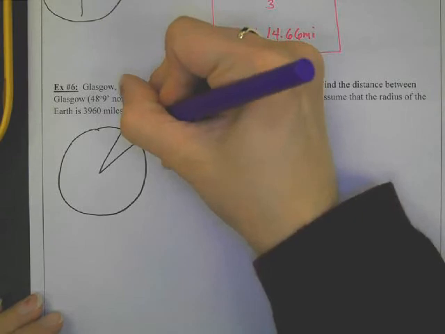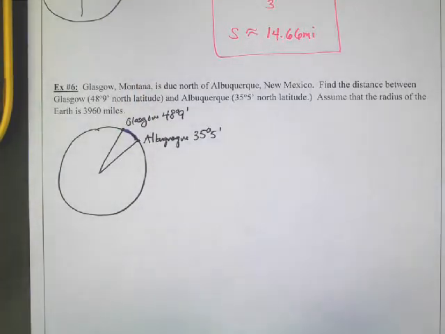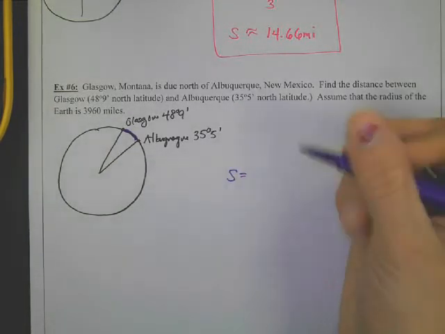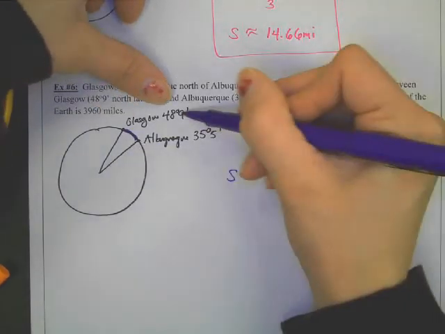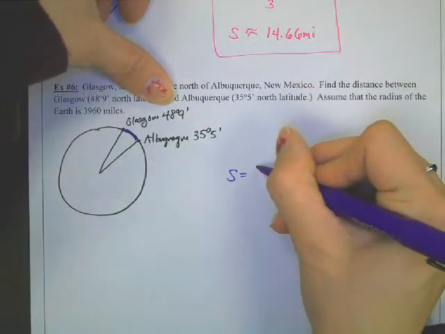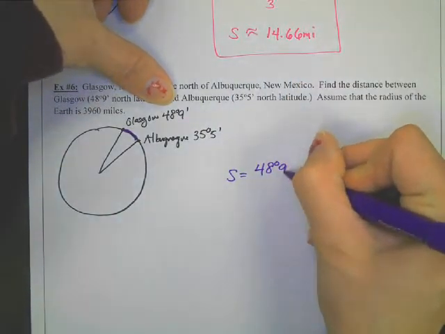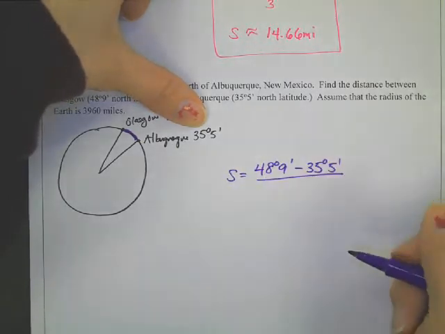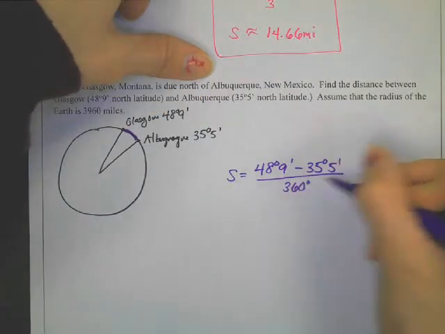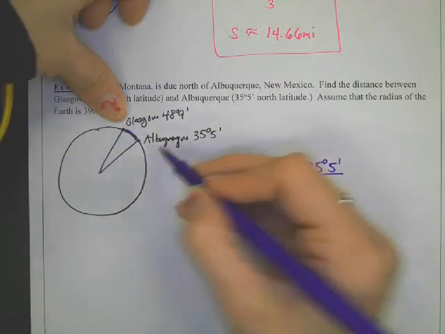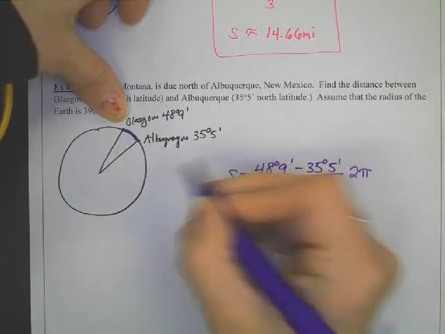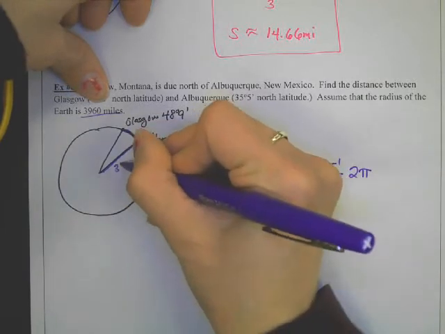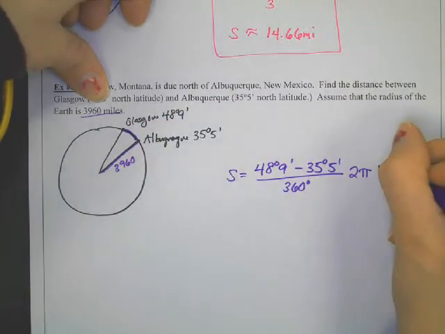Okay, so once again, we've got a distance here on this curvy Earth. So this is going to be arc length. So how do you find an arc length? We need to know this angle. The difference between these two. Let's put the big one first. 48 degrees 9 minutes. And I have to subtract 35 degrees 5 minutes. That angle out of 360. And this is circumference, which is 2 pi. And this is the one here that needs the radius of the Earth. The radius of the Earth is 3960.